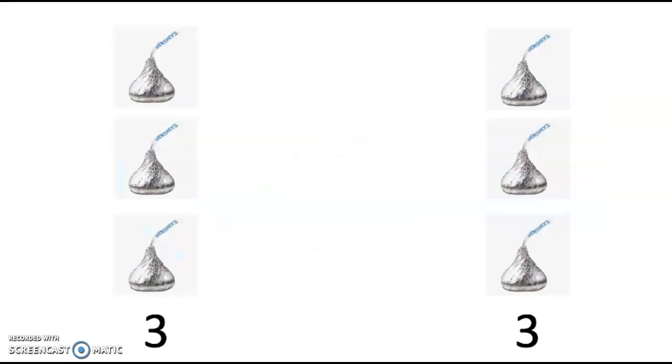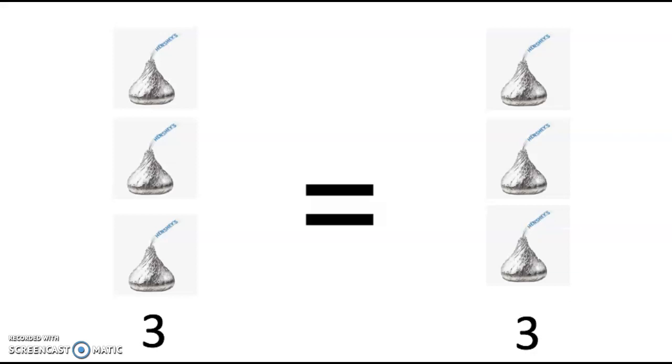Alrighty, so first up, we are going to figure out if we have an equal amount of Hershey Kisses on both sides. On this side, I see I have 3 Hershey Kisses. On this side, I have 3 Hershey Kisses. 3 is the same amount or number as 3, so I can say I have equal amounts of Hershey Kisses. 3 is equal to 3.